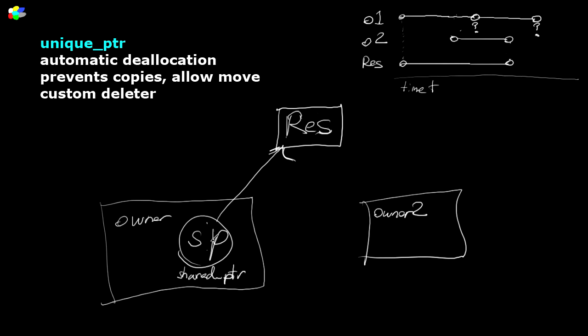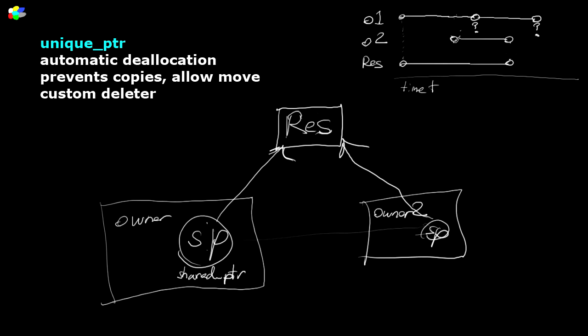One of the main distinctions between shared pointer and unique pointer is that shared pointers can be copied. So object 1 gets created, creates a shared pointer, initializes a resource. It's owning the resource. Object 2 comes into play. It also has a shared pointer, and this is copied. And now they both own the resource together.